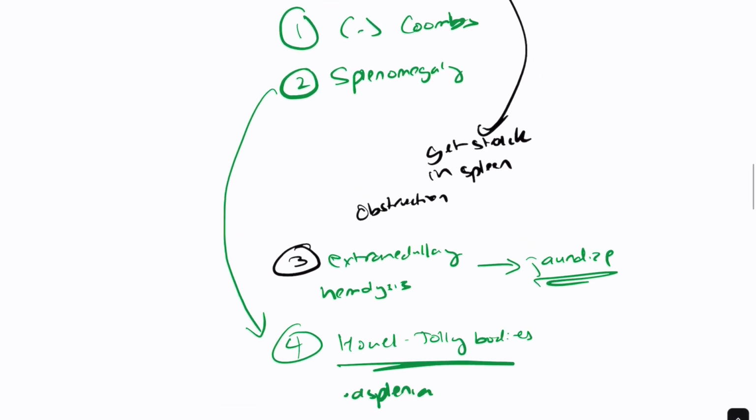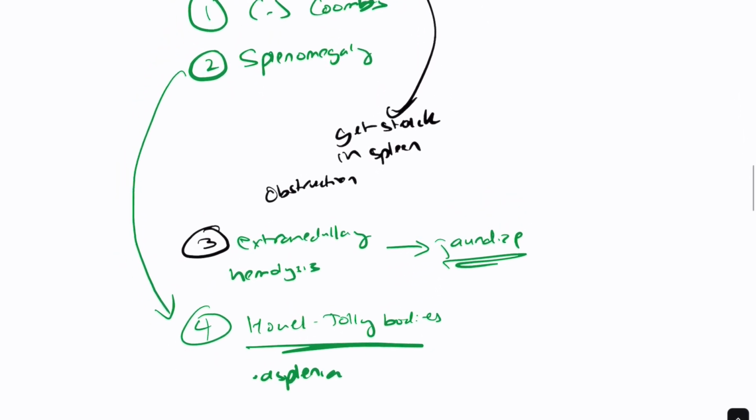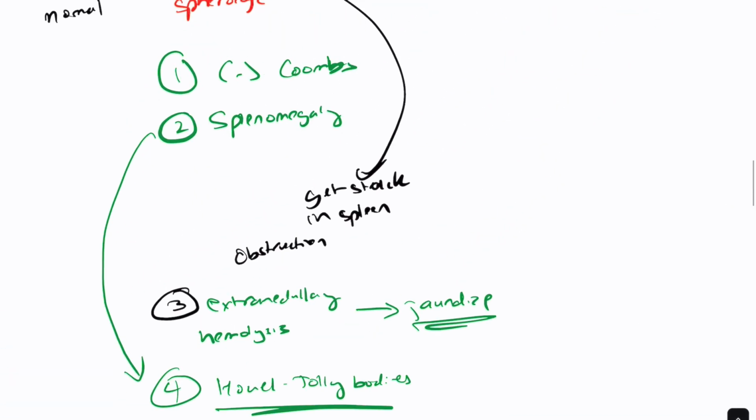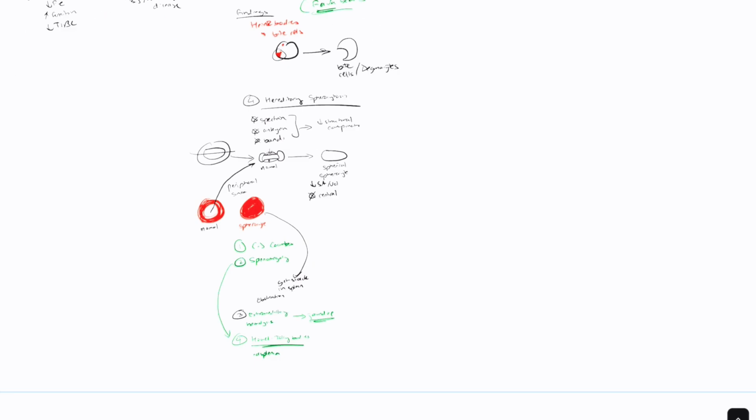The splenomegaly can actually become dysfunctional and just not work anymore because of the constant congestion, and that can lead to Howell-Jolly body production, and that leads to asplenia because now the splenic macrophages have no way of dealing with the problem. Okay, so that's hereditary spherocytosis.